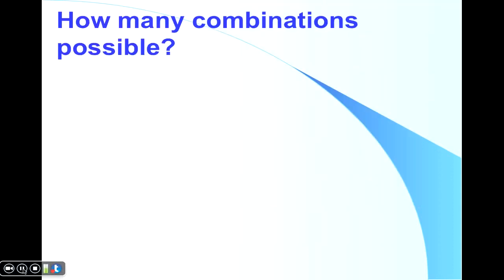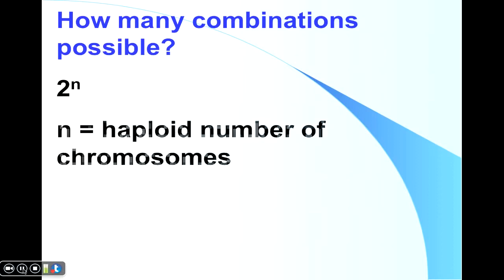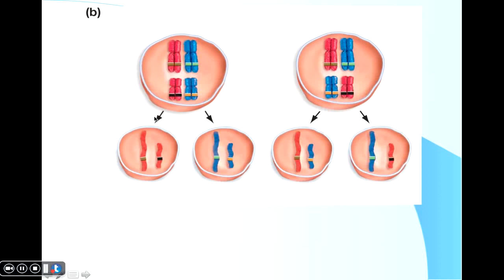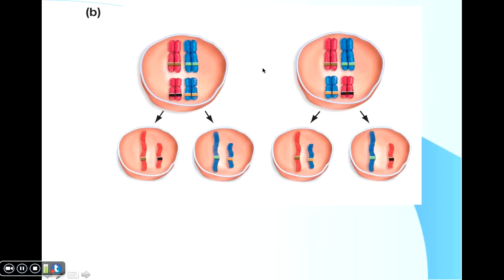So if you think about this for just a minute, we can ask the basic question, well, how many combinations are possible? Again, let's just ignore crossing over and pretend like it doesn't even take place. Just based on independent assortment of chromosomes, simple formula that you can use is 2 to the nth power, where n refers to the haploid number of chromosomes. So if we consider our previous example, the diploid cell that we begin with contains 4 chromosomes. The haploid number of chromosomes would therefore be 2. So 2 to the nth power, 2 times 2 gives us 4 different combinations of chromosomes. And again, that's what we see illustrated here.